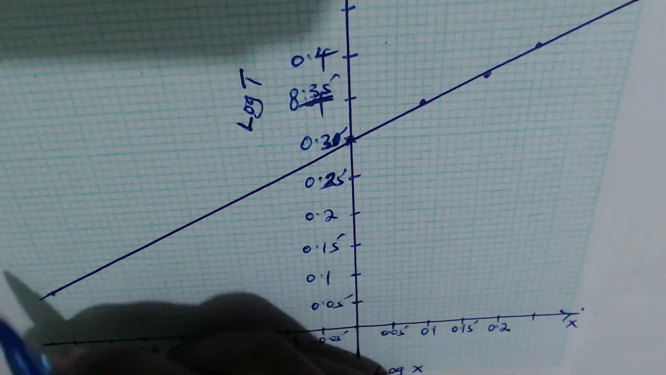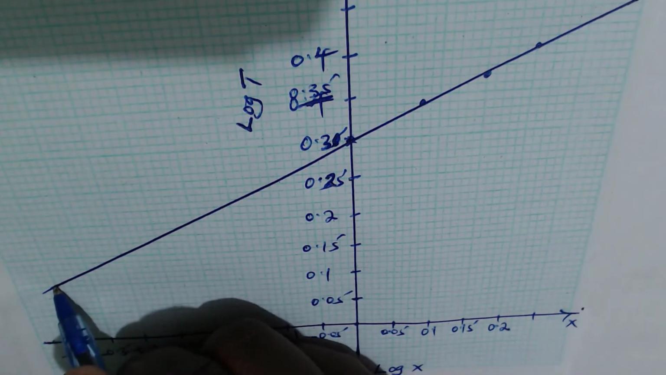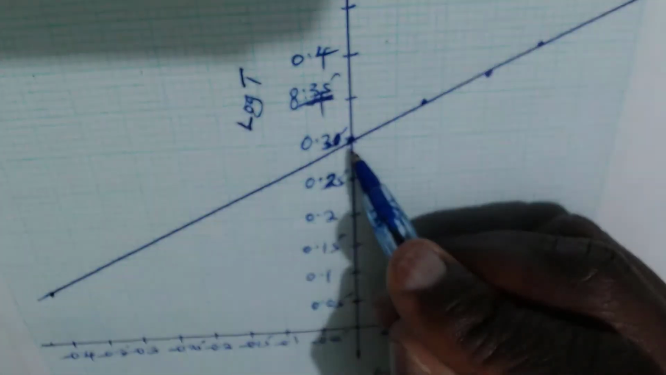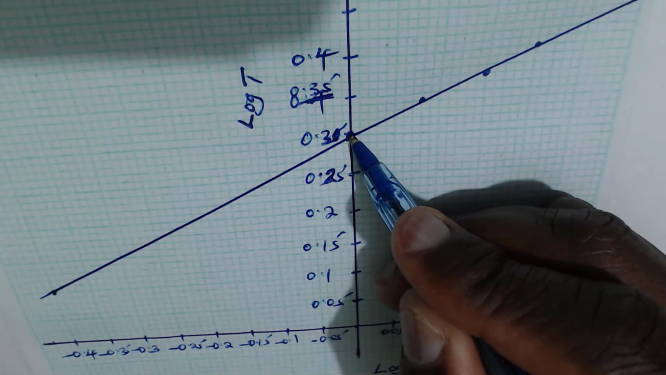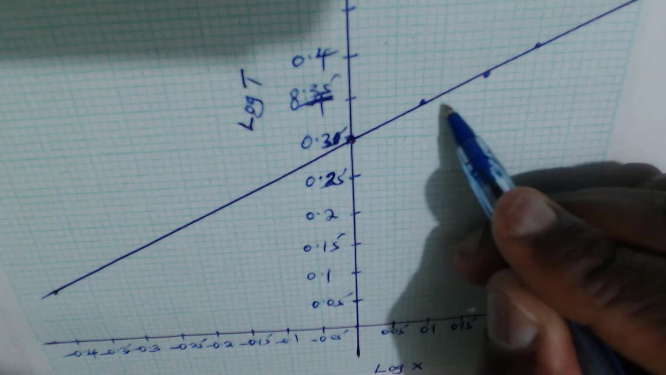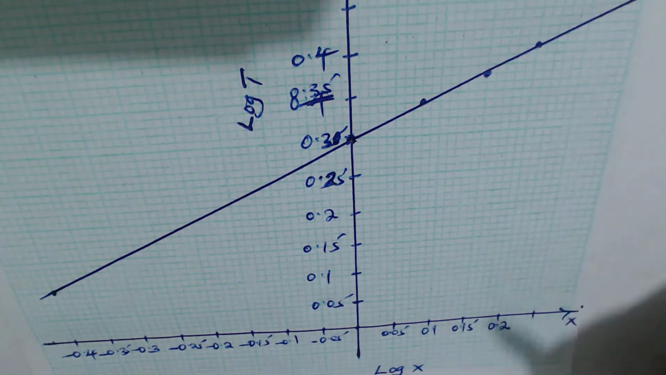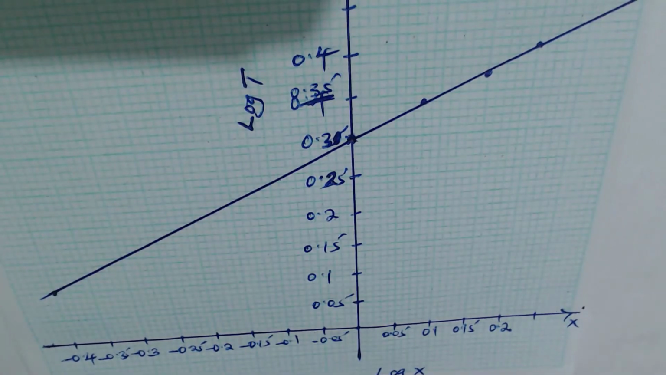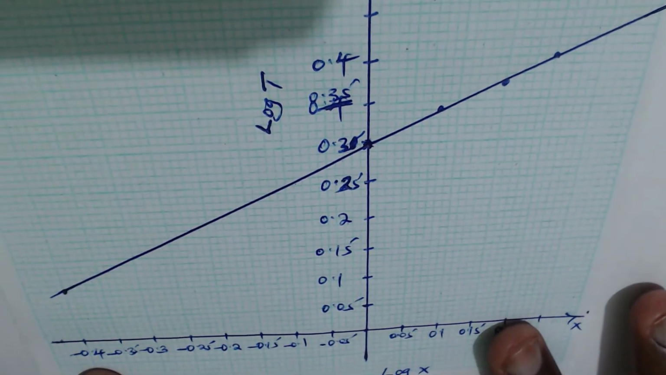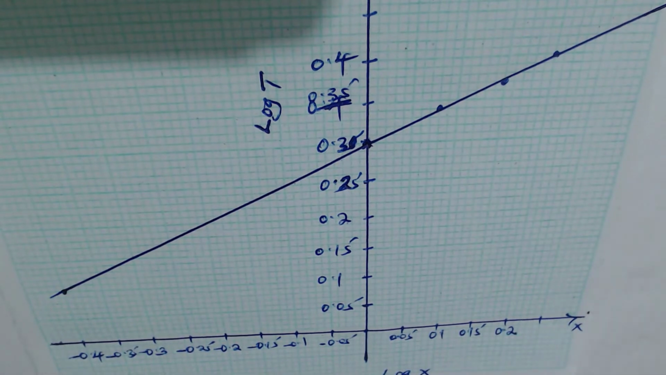As you can see, this point is on that line. This point is on that line. Then we have this point. The last point is still on that line. So that is how you basically draw the line of best fit.